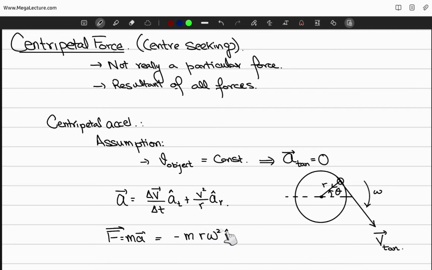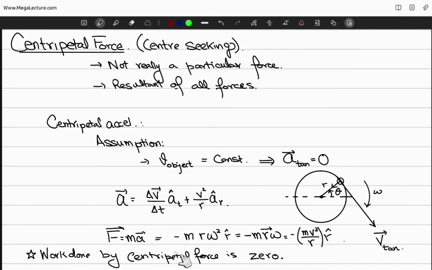I can write down this expression in another form as minus m r vector times omega squared, where the direction is absorbed into this r vector, or I can also write it as minus m v squared over r times the direction, which is r hat. So this is telling you about the direction of this force vector.